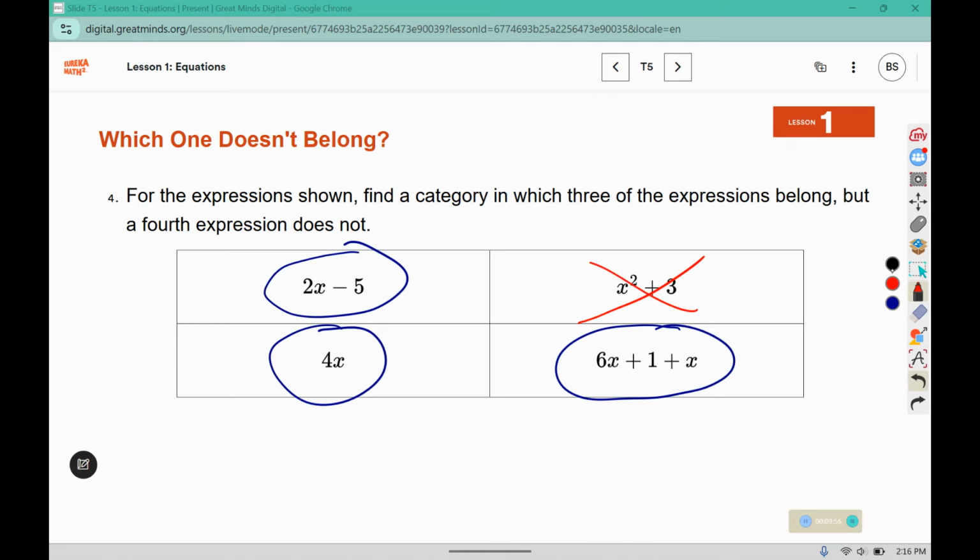Does not. And the reason is because this one is considered non-linear. It has a variable on the exponent that is something besides a 1 or a 0. And these three are all linear. The variable on the x is that invisible 1. And on this term, there could be an x with an invisible 0. Because remember, anything to the 0 power is equal to 1. So that eliminates the variable piece.